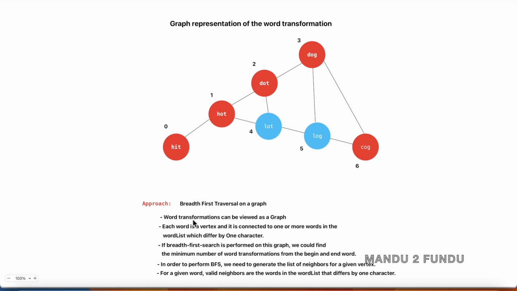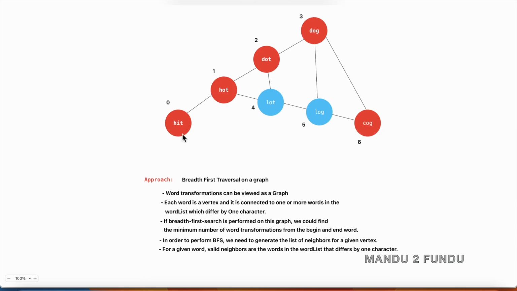So the word transformations can be viewed as a graph, where each word is treated as a vertex and neighbors are connected. Each word is connected to zero or more words, depending on the words that differ by only one character. And if we do a breadth first search, it will give the shortest path from the starting word to the ending word.